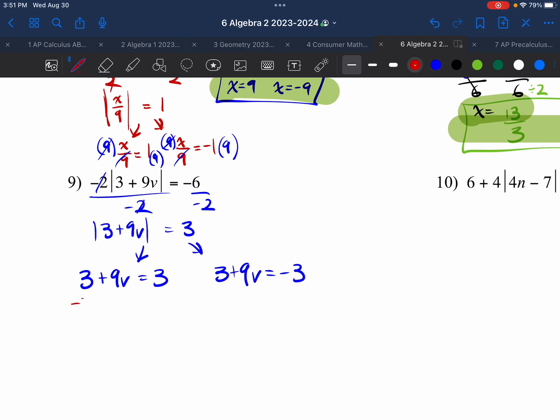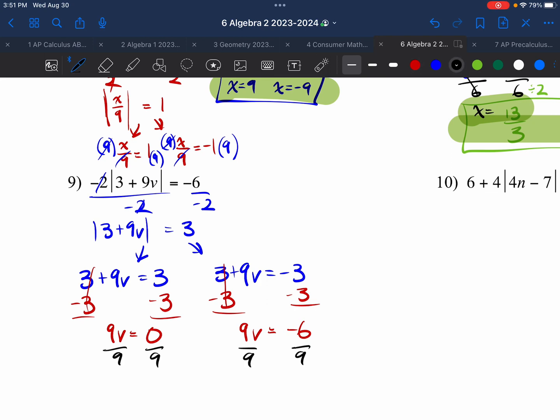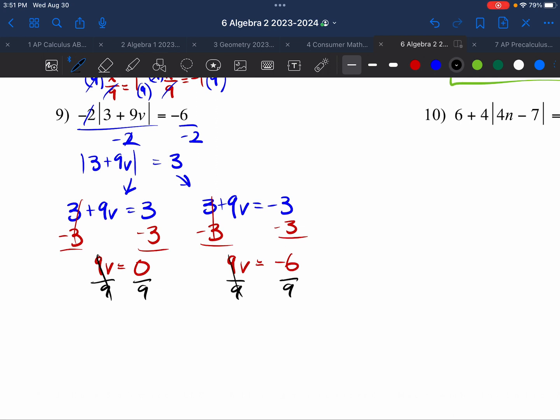I'm going to subtract 3 from both sides of each equation. Our new equation on the left is going to be 9v is equal to 0. Our equation on the right is going to be 9v is equal to -6. And again, you're going to do these the exact same way. Divide by 9, and the 9's are gone. V is equal to 0 in one of the cases, and V is equal to, I can reduce this fraction by dividing the top and bottom by 3, and that's going to be -2 thirds, -2 over 3.